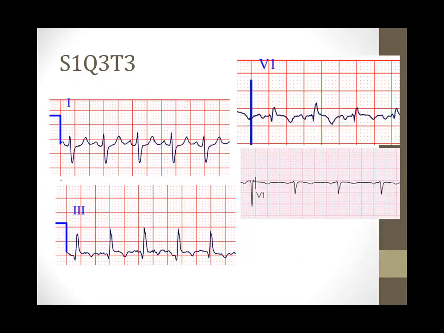On this slide, I've zoomed in on the key features of the S1Q3T3 in lead 1. You can see that there is a deep S wave. In lead 3, you can see that there is a Q wave and also an inverted T wave. In addition, patients with an S1Q3T3 typically have a pseudo right bundle branch block in lead V1. You can see that the QRS complex in lead V1 is somewhat widened here. I've shown you a normal QRS complex below just for comparison.